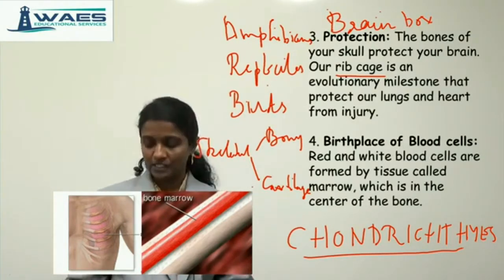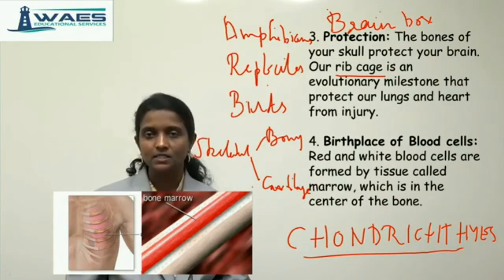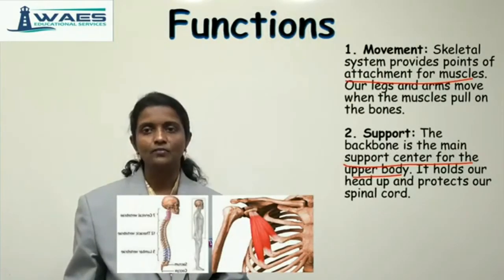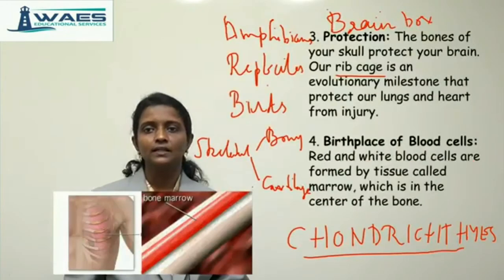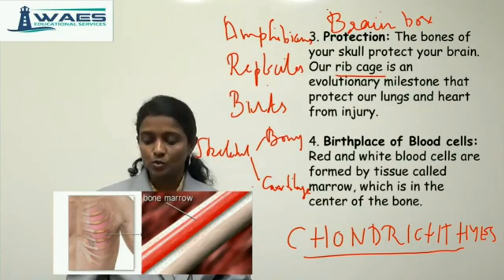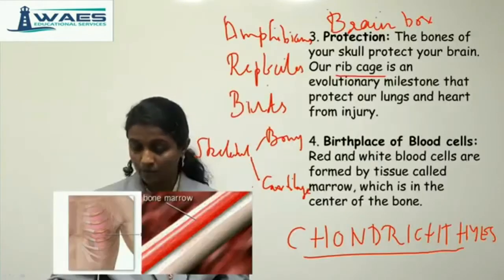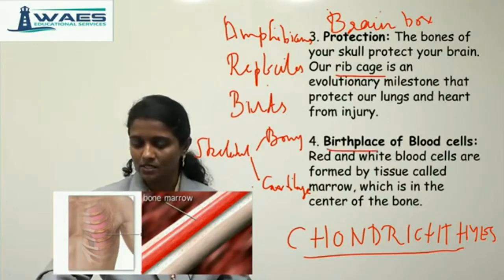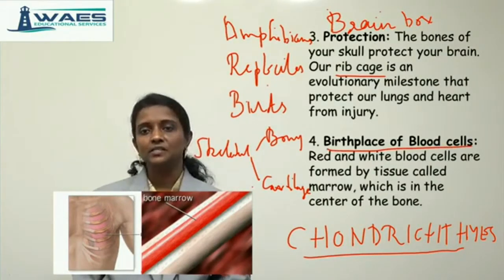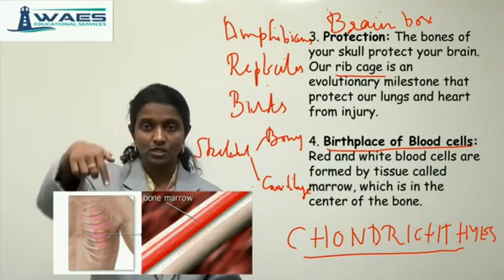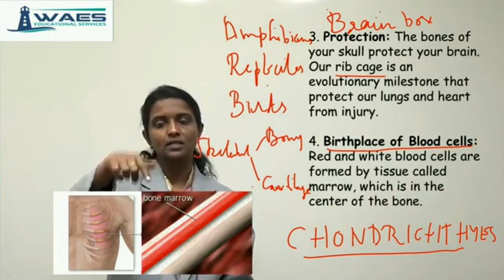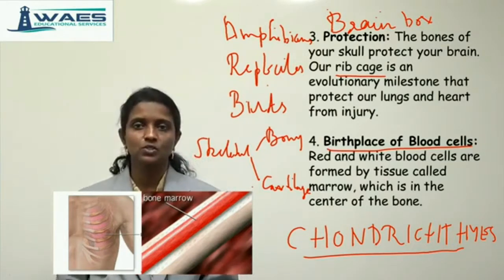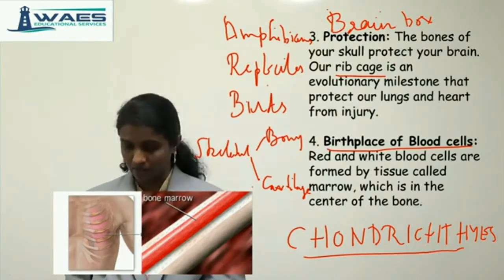Then we see the functions of the skeletal system, in which we find that it is required for movement and for the support of the body. It also offers protection to soft organs like the heart and lungs, and it also protects the brain. Then it is also the birthplace of blood cells. The RBCs and WBCs are born inside. What you see here is bone marrow. The bone marrow is present within the bones, which is responsible for the production of blood cells.